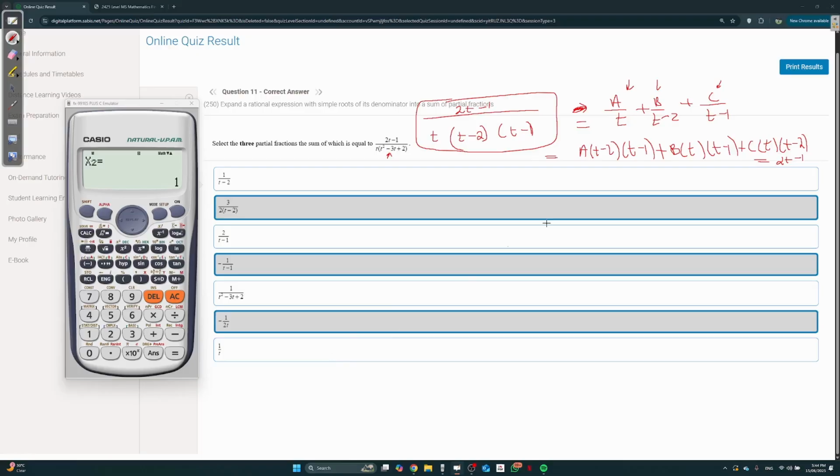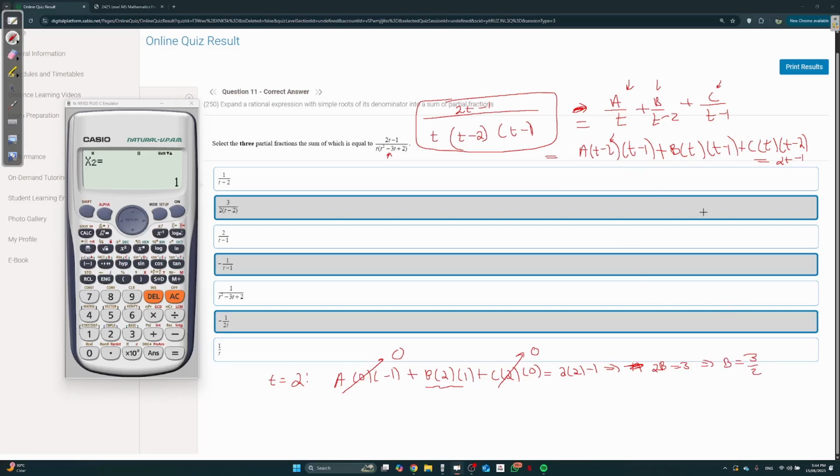So let's try our zeros. The first zero I'm going to try is this one, because it's the first one I see in front of me, which is 2. So substitute t as 2. You're going to get A times 0 times negative 1, plus B times 2 times 1, plus C times 2 times 0, equals 2 times 2 minus 1. So this cancels, this gives you 2B, this cancels, so 2B equals 3, and therefore B is equal to 3 over 2.